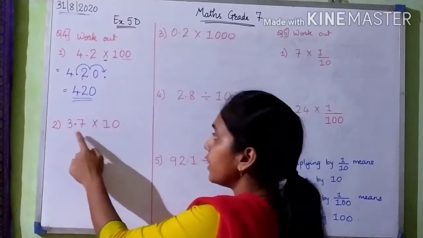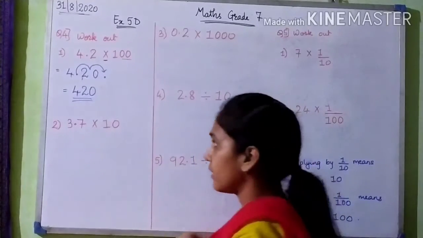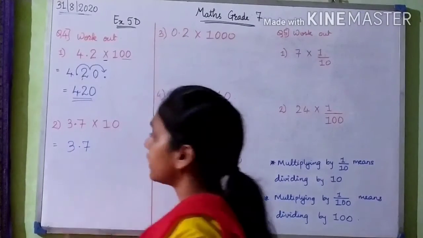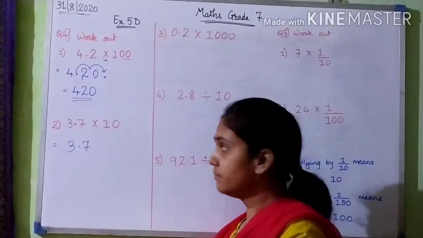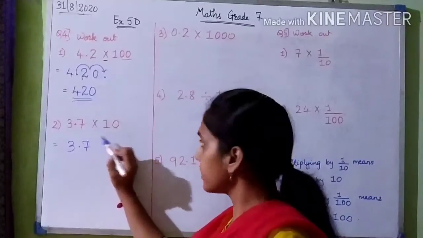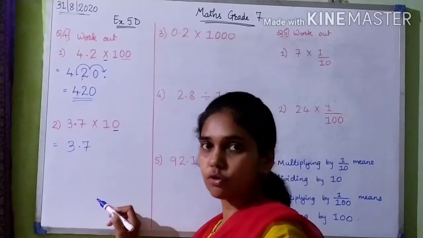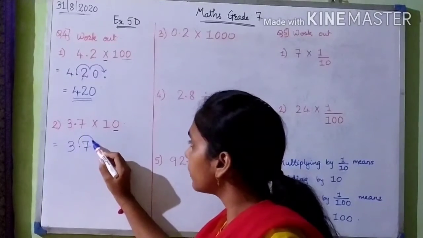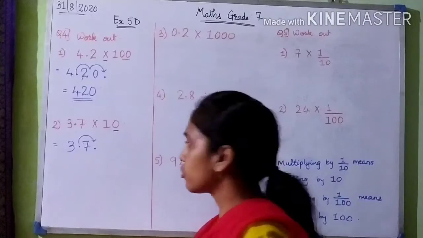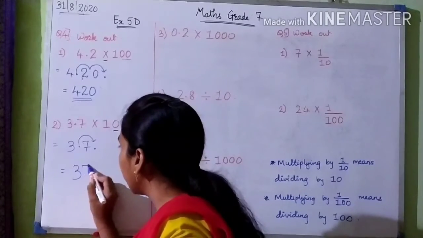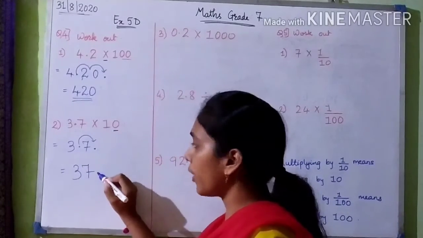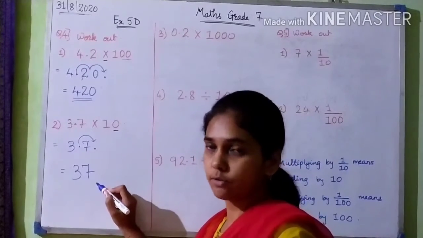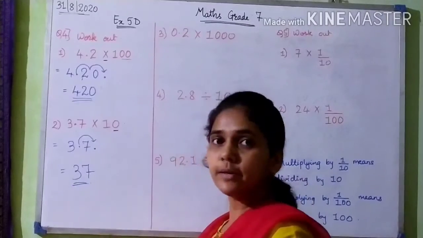Now the second, 3.7 multiplied by 10. Similarly here also it is multiplied, so the decimal point is going to shift towards the right. By how many places? Here in 10 there is only 1 zero. So the point will shift only by 1 place and it will come here. So the number is going to become 37. And now the point is at the end, so we don't put the point. So this number is 37.